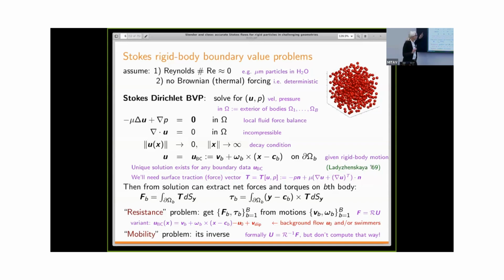That says, I give you all of the forces and torques, and you tell me how all of the particles are going to move. What are their velocities and angular velocities? Formally, it's just the matrix inverse, but you would never compute it that way. Okay, so that's kind of the setup.